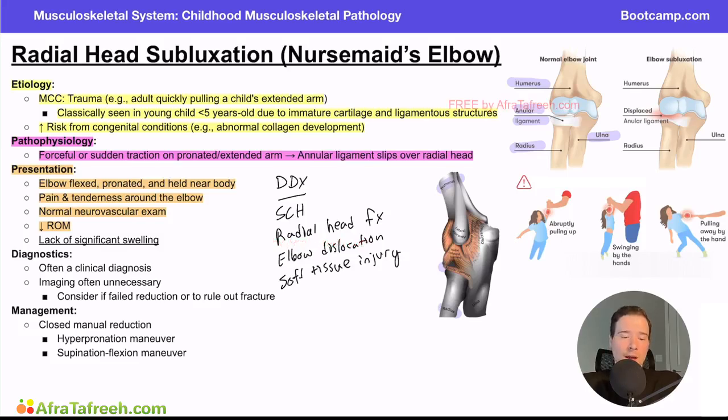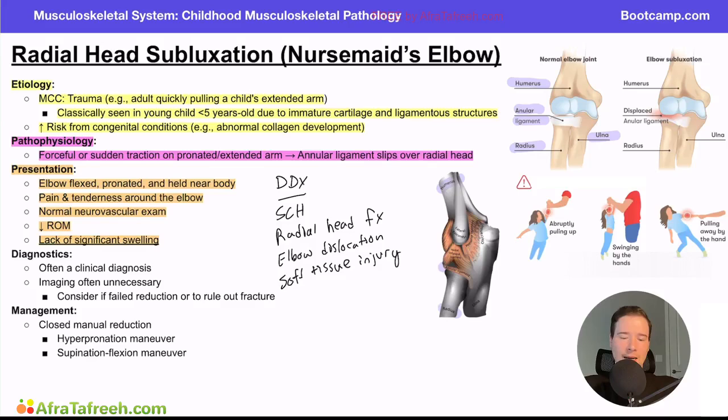Now, key point here, these patients lack significant swelling, and this is one of your primary differentiating things between a lot of the other traumatic injuries, such as the fractures or even the elbow dislocation. Typically, this is due to a fairly quick incident that pulls the ligament between the bones, and so not a lot of swelling is going to occur in that area by the time they presented to be evaluated.